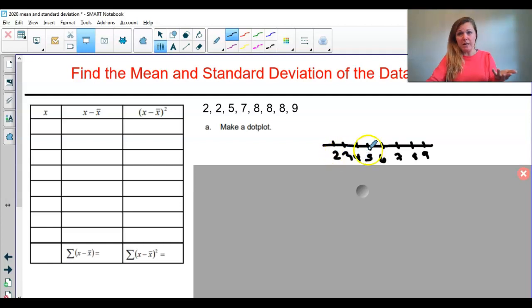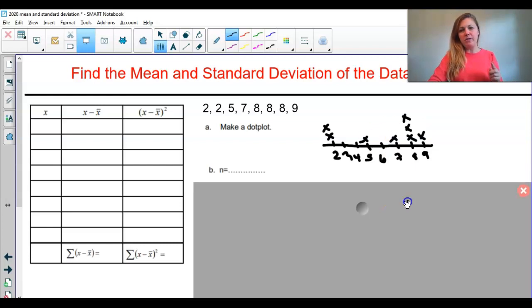And you've already learned how to make a dot plot. I'll make one just real quick. I have an X and an X for 2. 5, I have 1 X. 7, I have 1 X. 8, I have 3. And 9, I have 1. Again, the dot plot isn't the biggest deal at this point because you're not going to make any decisions based off of it, but it's just always nice to see what that distribution looks like.